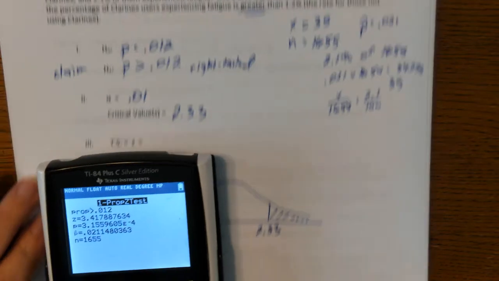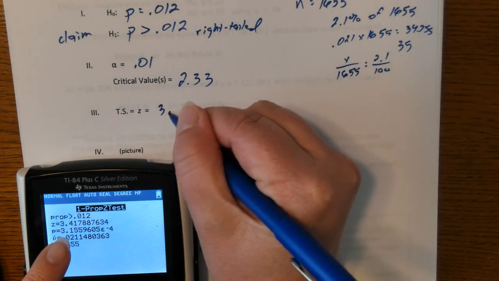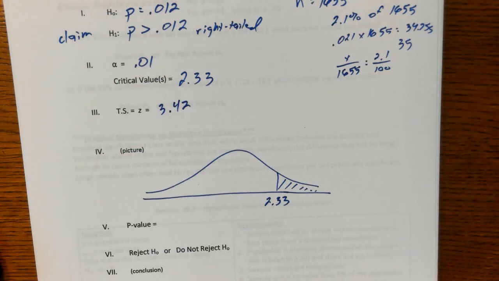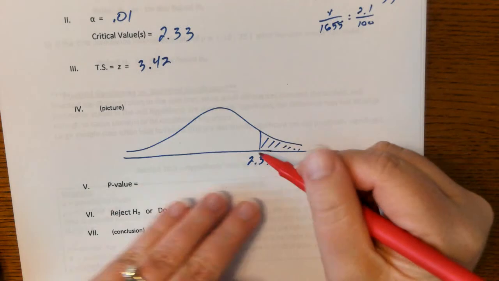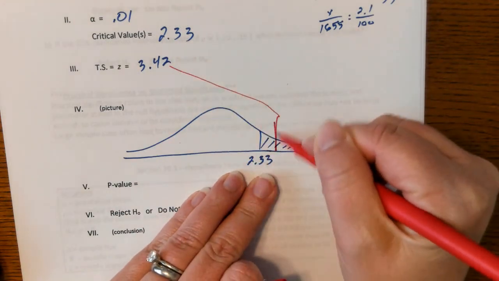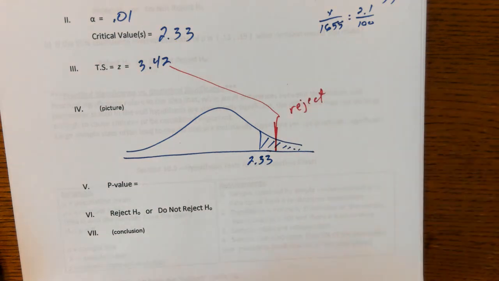Well, our test statistic, our Z value, was 3.42. Where is 3.42? Well, it's in our rejection region. It's past 2.3. It's about right here. So we will reject because it is in the rejection region.